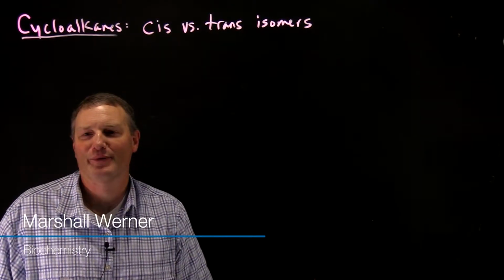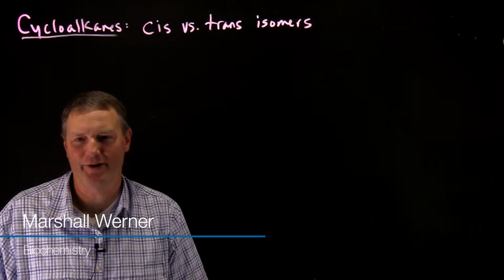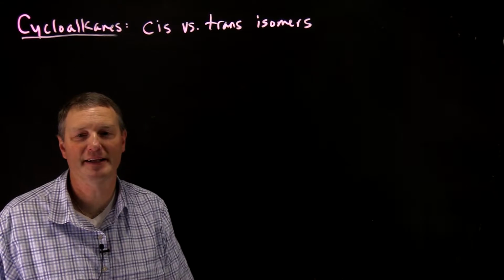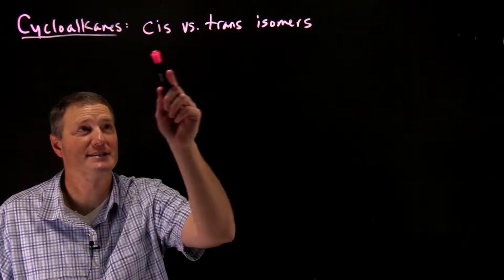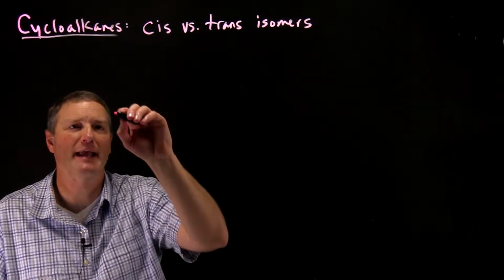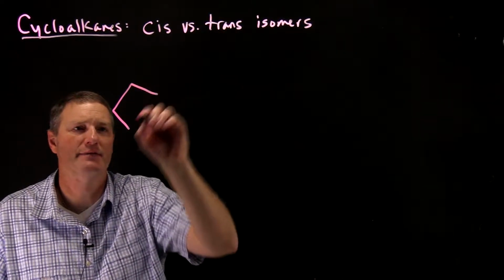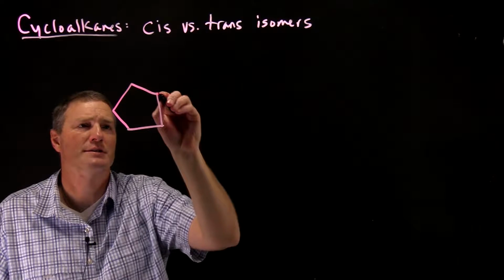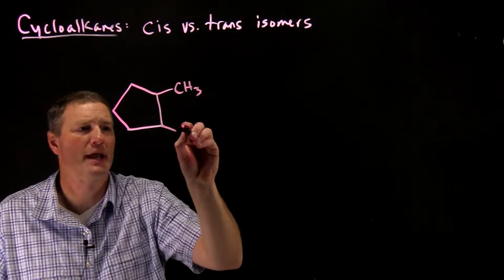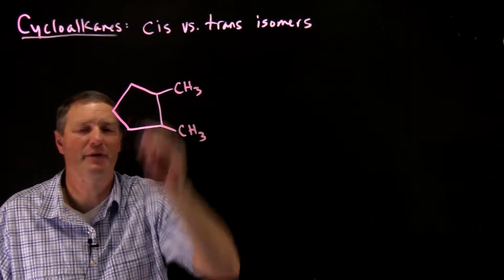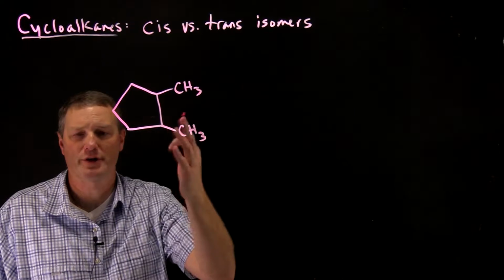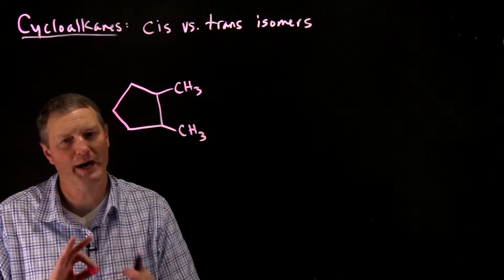Hi, in this video we're going to take a look at cycloalkanes and the fact that some of the cycloalkanes, depending on their structure, can exist as what are called cis or trans isomers. So if we were to take a look at a very simple cycloalkane, let's look at 1,2-dimethylcyclopentane. This molecule, it turns out, can exist in two possible orientations.